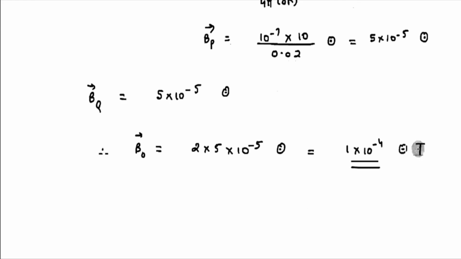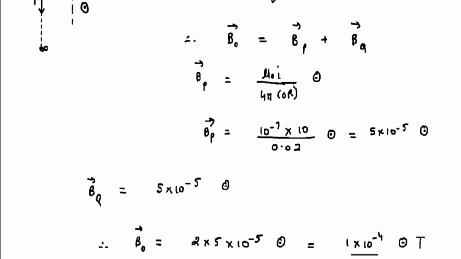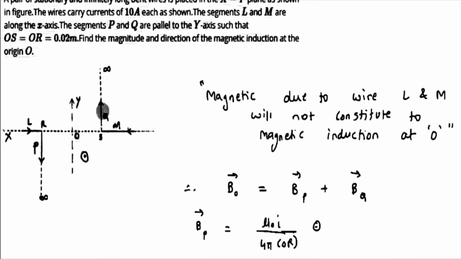Therefore, BO, that is the net magnetic field at O, can be written as BP plus BQ, that is 2 into 5 into 10 raised to minus 5, and it is outward. So this gives us the answer as 1 into 10 raised to minus 4 Tesla. This is the unit of magnetic field. So this is the answer to this question, that is the net magnetic field or induction at O we are getting.